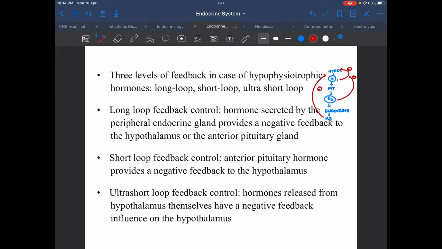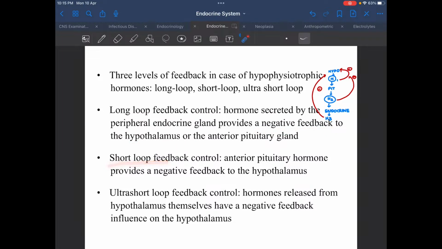You get it? It is at the level of organization, बस हमारा फर्क change हो रहा है कि जो हमारा ultra short loop है, that is at the level of the hypothalamus. The short loop is at the level of the pituitary, and then you have the long loop, which is coming from the endocrine gland or the effector gland. Okay? So what is the long loop feedback control? Hormones secreted by the peripheral endocrine organs provide a negative feedback to either the hypothalamus or the pituitary.